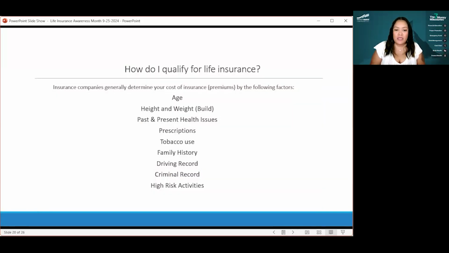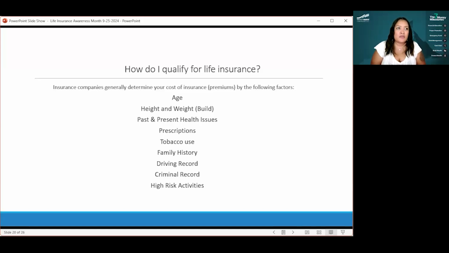So life insurance companies, when you submit an application, most insurance companies, because sometimes if you get something in the mail, they don't look at your health at all. They just tell you this is what we charge. But any really good policy, they're going to determine your costs based off of your age, your height and weight, past and present health issues, prescriptions. If you're a tobacco user, I'll tell you this, tobacco users, I'm talking about nicotine, you will pay 2 times the cost of insurance compared to someone who's a non-smoker.